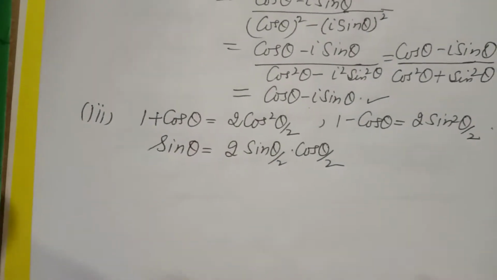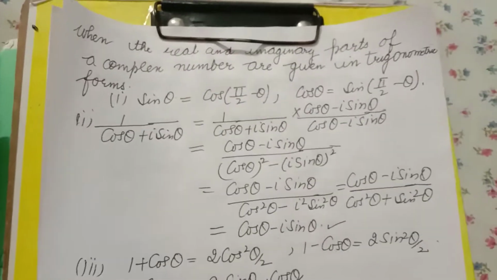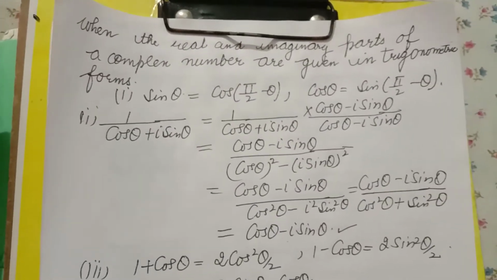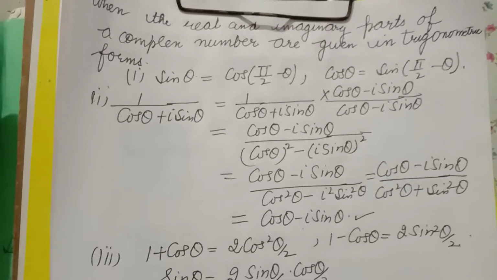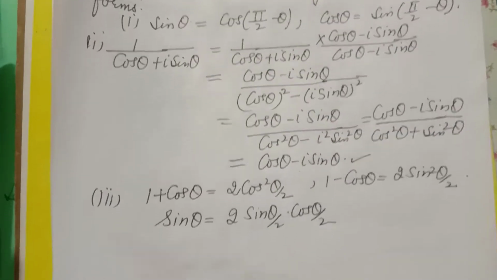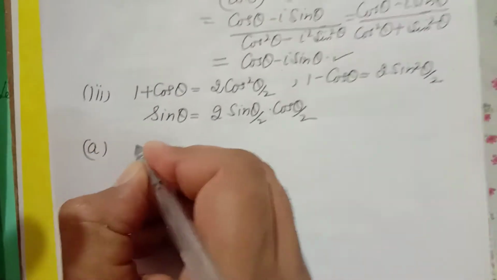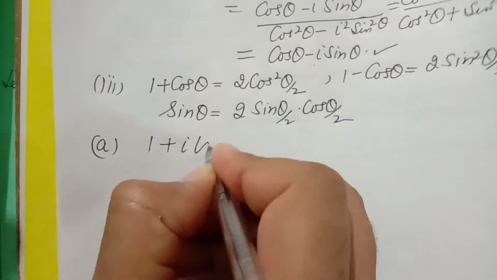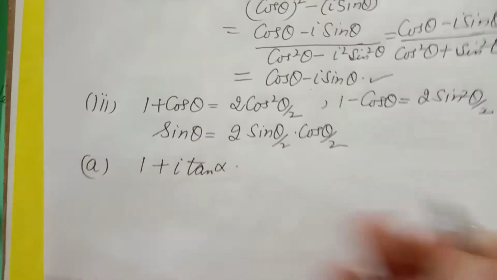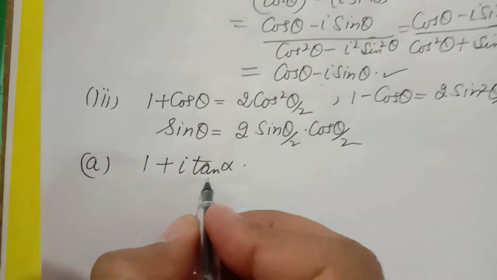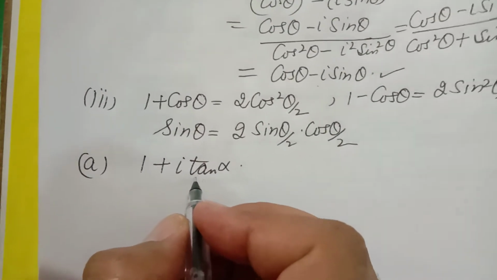So now we are discussing a question related to our topic, when the real and imaginary parts of a complex number are given in trigonometric form. So how will we use this type of concept? Firstly, we do the first part: if 1 plus iota tan alpha is given to you, how will you find the polar form or the argument value for that?